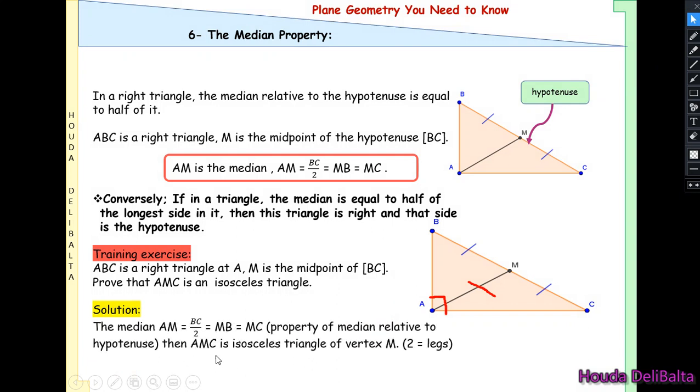And here is the solution. As I mentioned, since AM is the median relative to the hypotenuse, then AM equals BC over 2, which is equal to MB and MC. Then AMC is an isosceles triangle of vertex M, and the reason is because it has two equal legs.